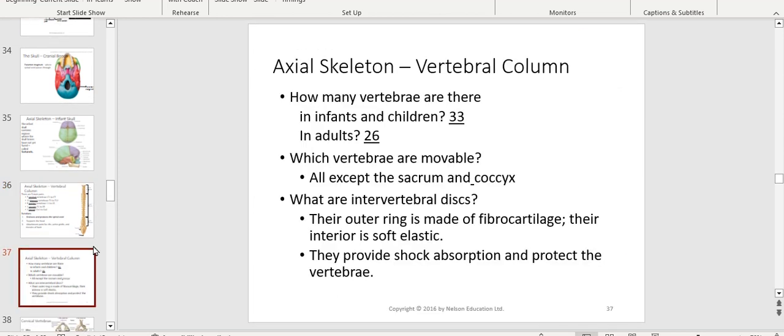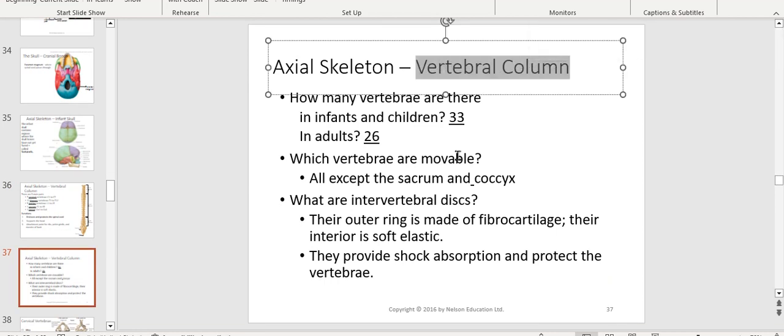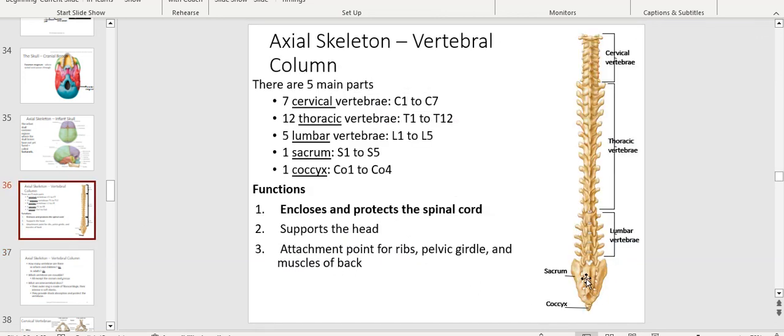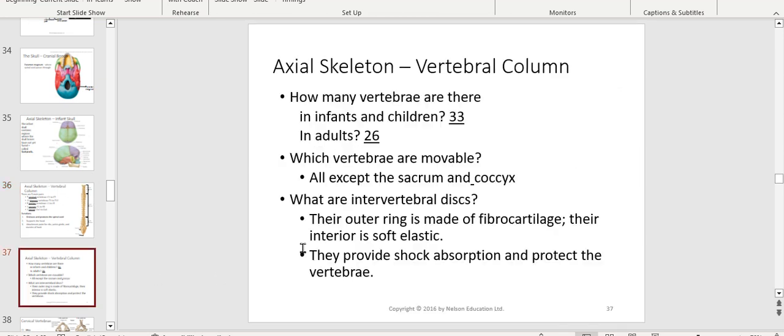The axial skeleton, the vertebral column continued. How many vertebrae are there in infants and children? Okay, there's 33 in children, 26 in adults, and you'll see there that the sacrum and the coccyx are initially separated in children, but as an individual gets older, they tend to fuse together and become one. So that's why there's fewer bones in adults. Which vertebrae are movable? All except the sacrum and the coccyx.